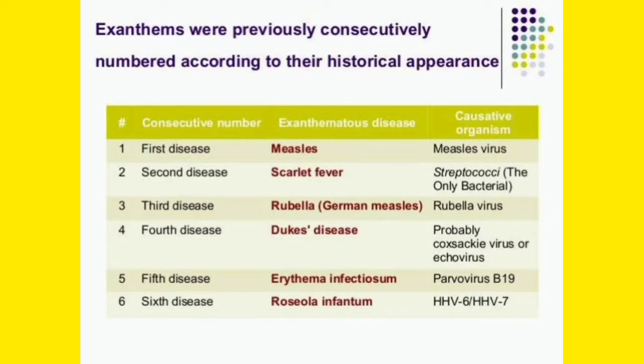Third disease, that means 3. So it is rub, R-U-B. You rub the scar. Rub, R-U-B, 3. Next is fourth, Duke, D-U-K-E, 4. That means fourth disease. Next is fifth disease, erythema infectiosum.